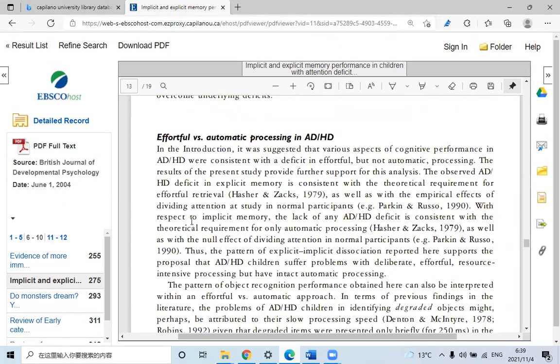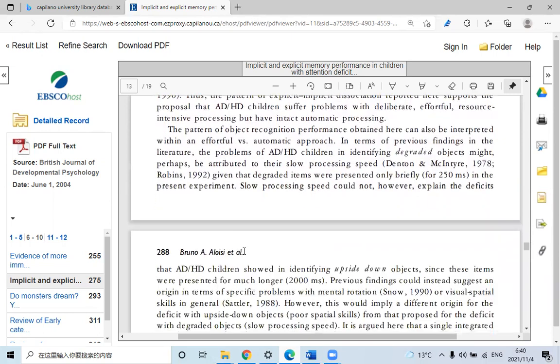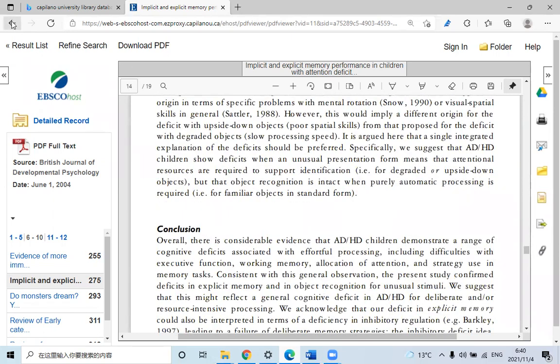And you can read the rest of the paper when you're writing the paper. That might be a keeper. This might be a keeper.